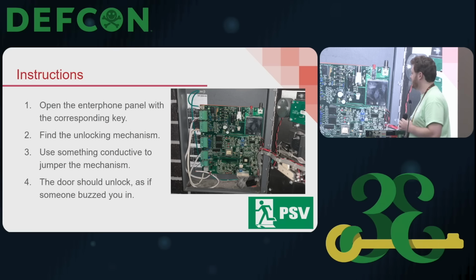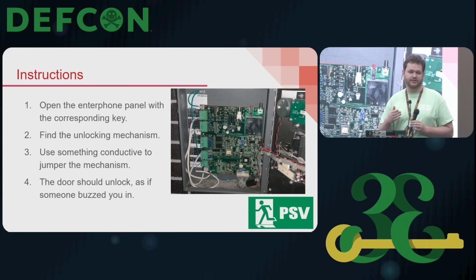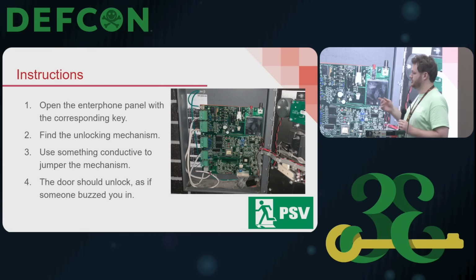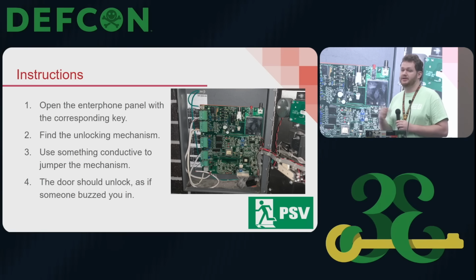So you're going to need to find the unlocking mechanism and the communication channel. You find your access relay port, identify whether it's an open system or a closed system, and then jump the mechanism using any piece of conductive material, and then you'll be buzzed in the same way that you would be if you knew someone on the inside or had a code yourself.